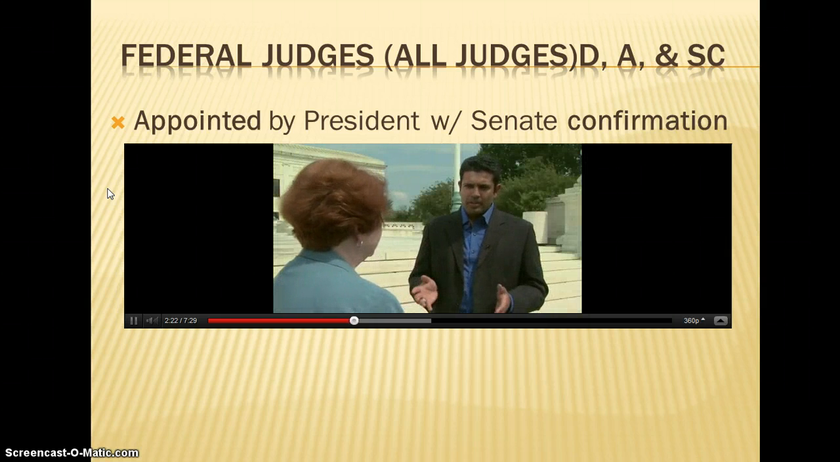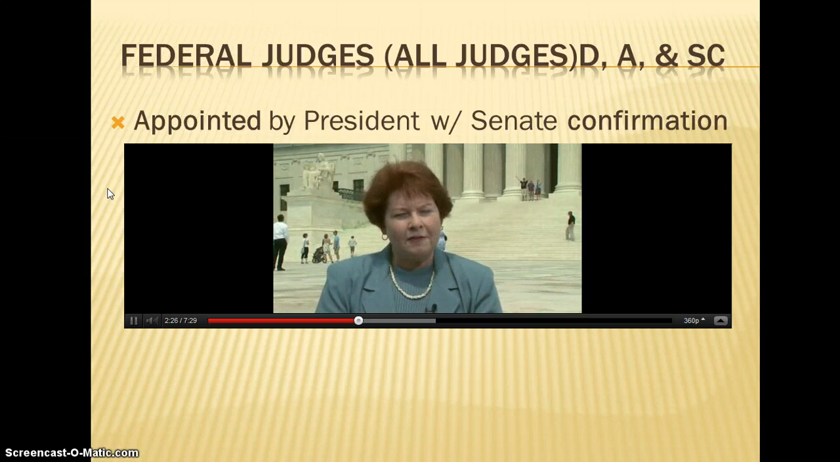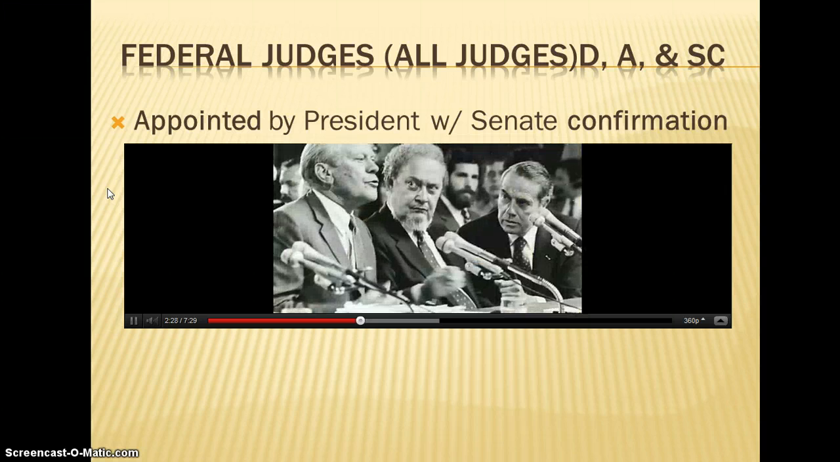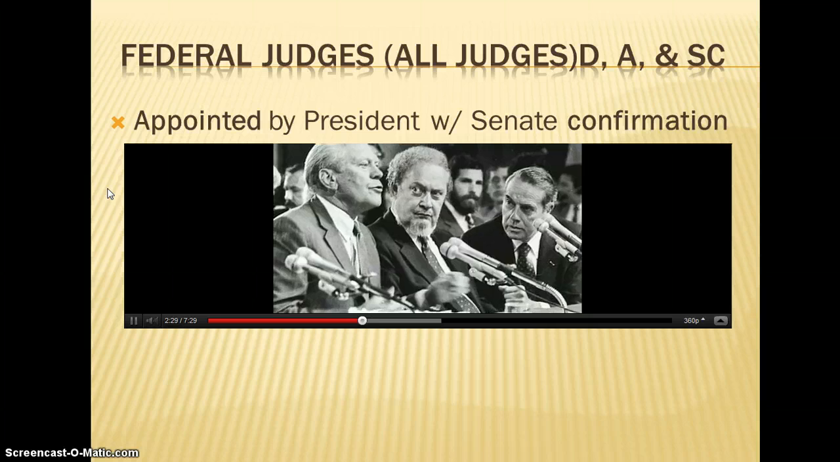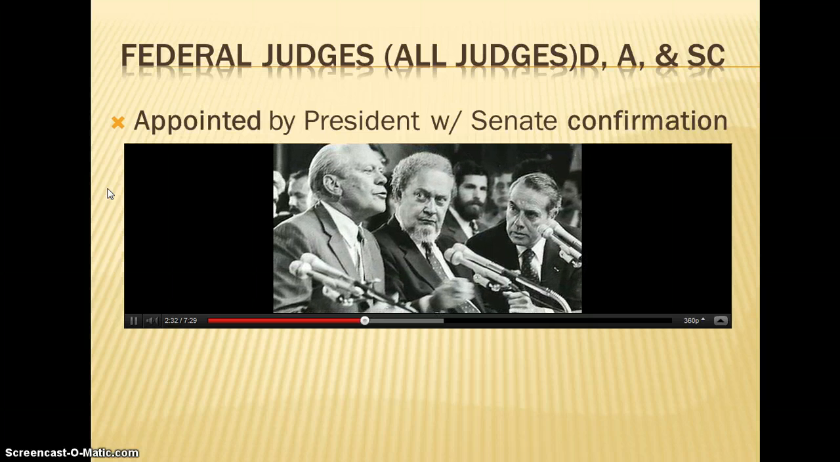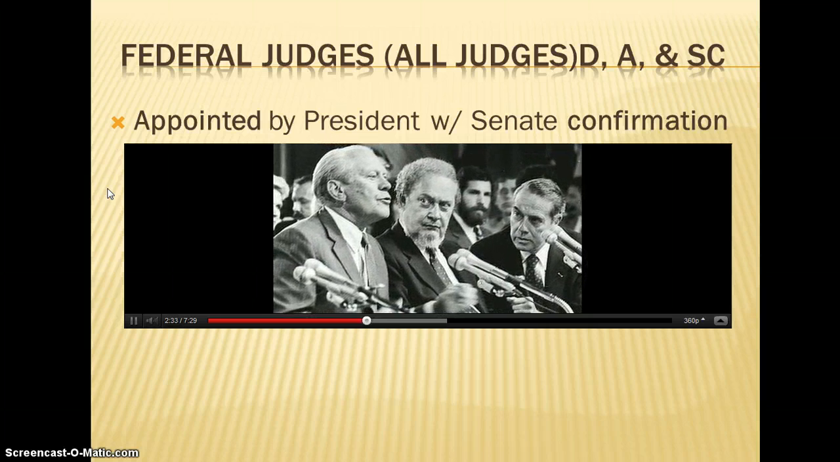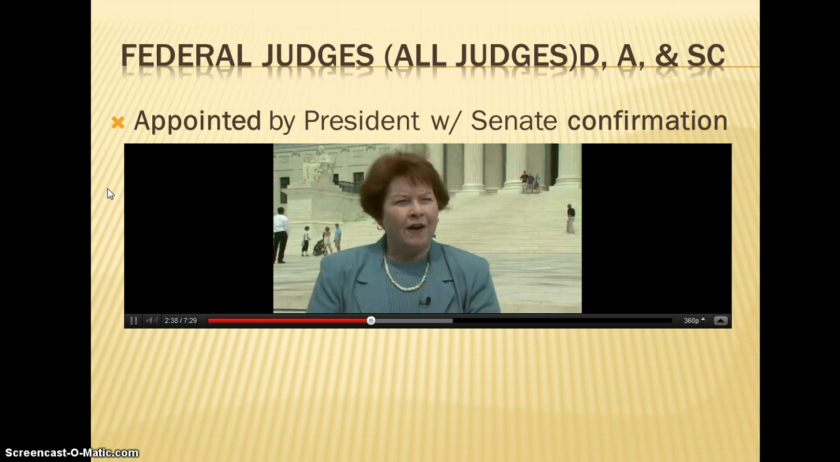So post-Bork is when it's become a much more politicized process? I think it was much more politicized, but also I think it was a warning shot to presidents that if they picked someone who had a paper trail or was the least bit controversial, they would find that they were facing a battle in the Senate.